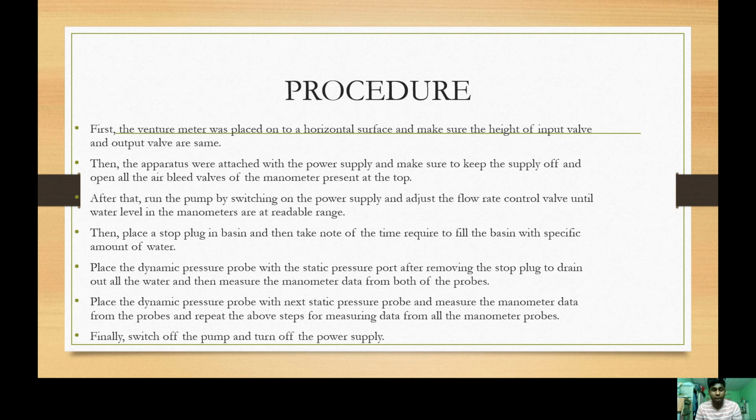Then, place a stop plug in the basin and take note of the time required to fill the basin with a specific amount of water. Place the dynamic pressure probe with the static pressure port after removing the stop plug to drain out all of the water, and then measure the manometer data from both of the probes. Place the dynamic pressure probe with the next static pressure probe and measure the manometer data from the probes, and repeat the above steps by measuring data from the manometer probes. Finally, switch off the pump and turn off the power supply.